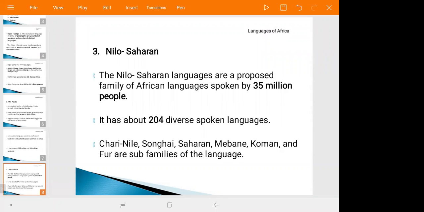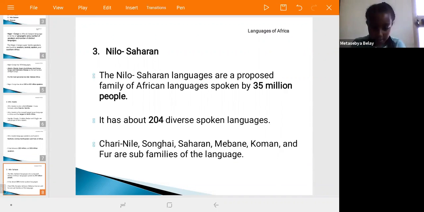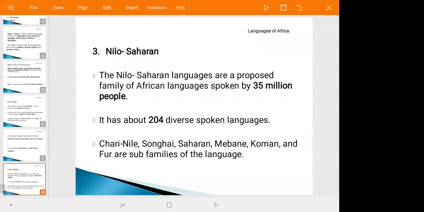Of the subfamilies of the Nilo-Saharan, the major ones are Chari-Nile, Songhai, Saharan, Maban, Koman, and Fur. These are the subfamilies, and they have many languages under each of them. Under Chari-Nile, we have many, and under Songhai, we have many, okay? And in total, we have 104 that belong to the Nilo-Saharan.